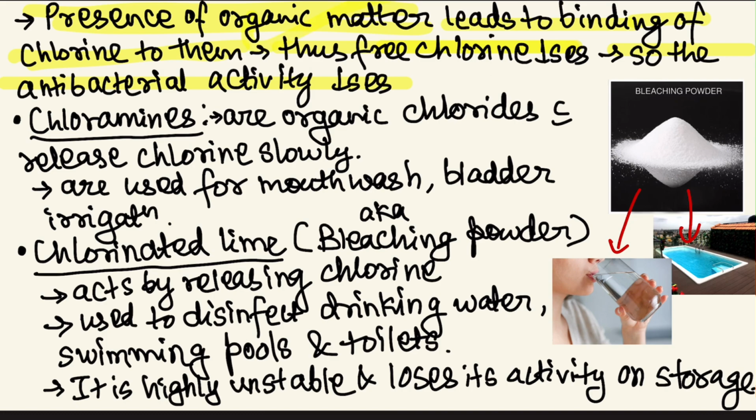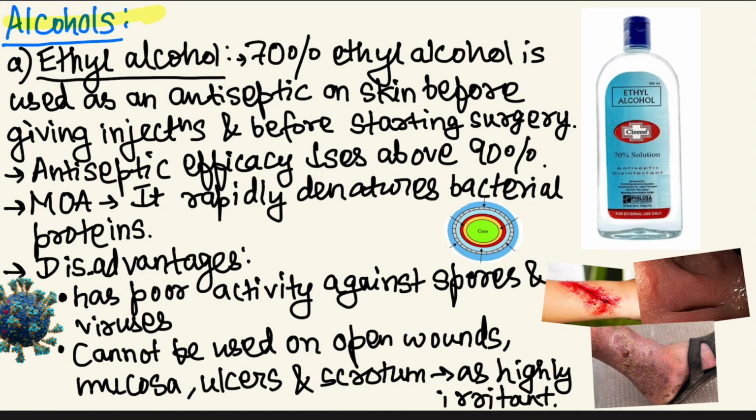Then we have different compounds in which chlorine is present. First is chloramines. These are organic chlorides which release chlorine slowly. So these are used basically for mouthwash and bladder irrigation. Then we have chlorinated lime, which is also known as bleaching powder, as you can see here. It is basically used for the disinfection of drinking water. It is also used for the disinfection of swimming pools and toilets, and it acts by releasing chlorine. It is highly unstable and also loses its activity on prolonged storage, so we have to use it quickly.